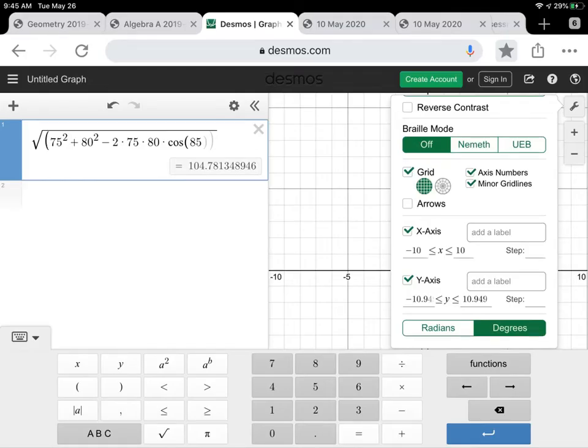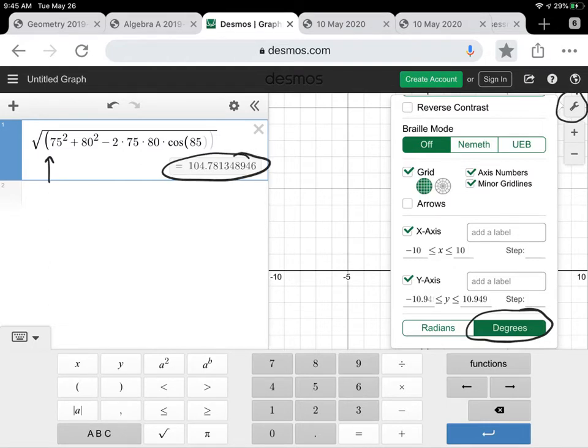In Desmos, the first thing we have to do is go up to the tool and change it to degrees. Then when we punch this in, notice that I did the square root and a parenthesis: 75 squared plus 80 squared minus 2 times 75 times 80 times the cosine of 85. And then make sure you close your parentheses, and there's our answer right there.